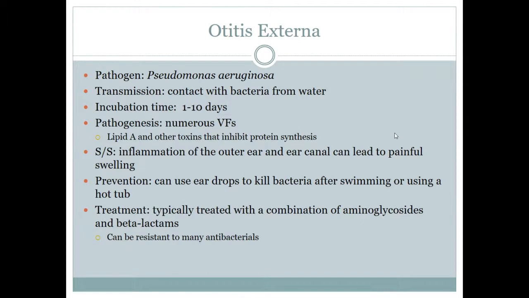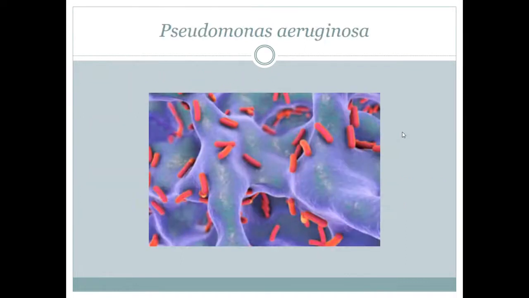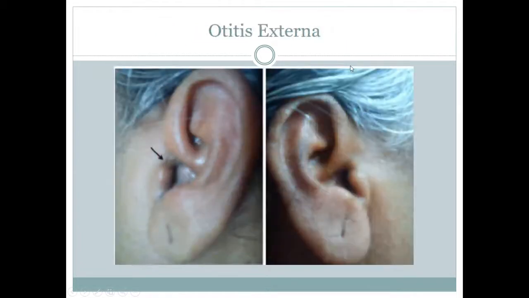If you develop this type of infection, it does usually take an oral antibiotic to get rid of it completely. They're treated with the combination of aminoglycosides and beta-lactams, because Pseudomonas has a reputation for being resistant to different types of antibiotics. You see it here as a rod-shaped bacterium, so it is a Bacillus bacterium. And here is just an example.